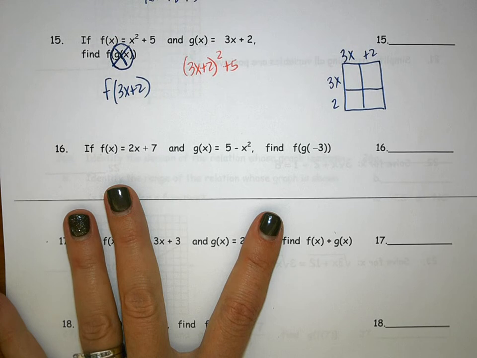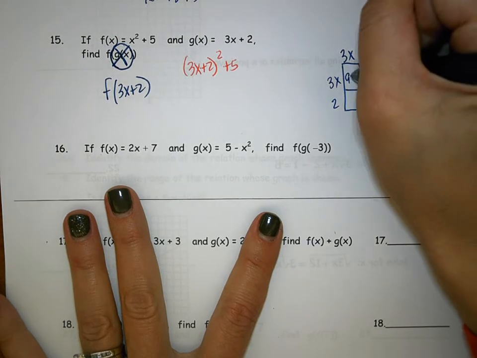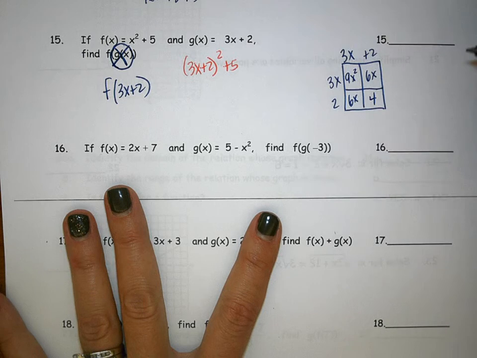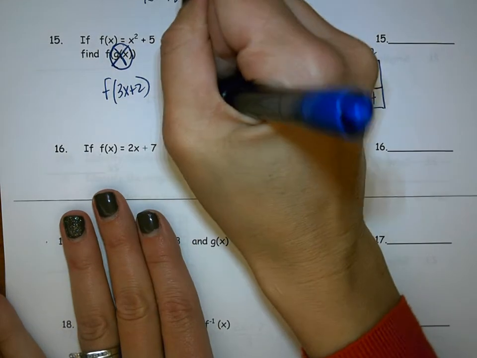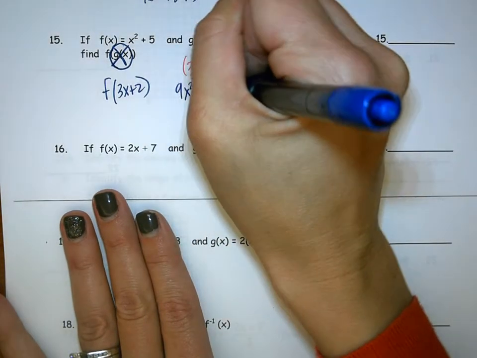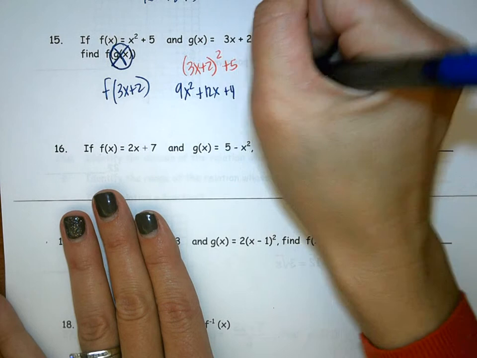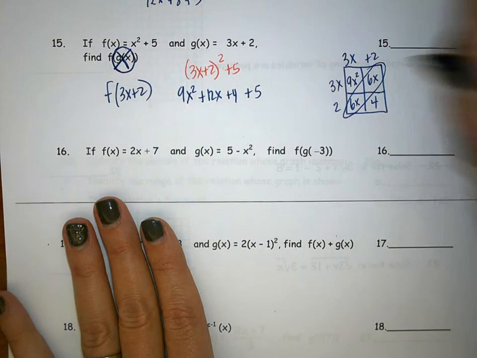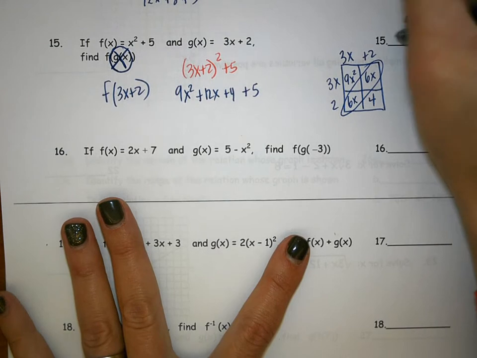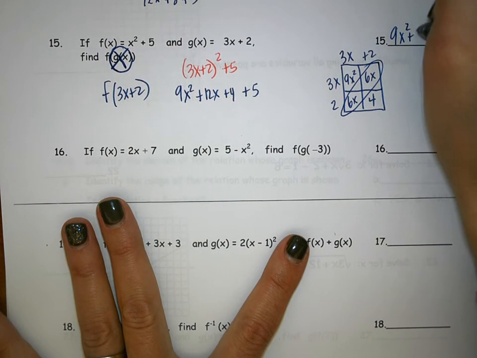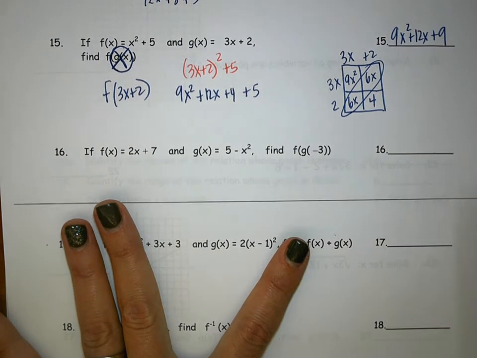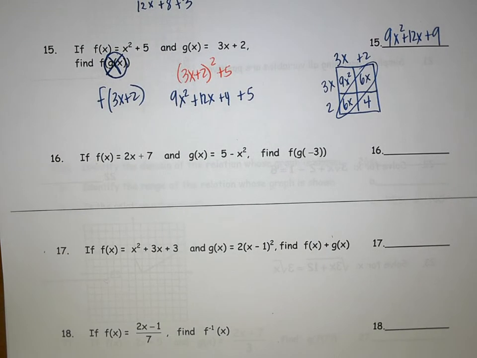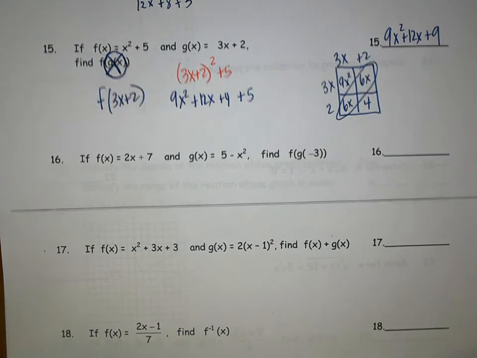All right, so we end up getting 9x squared, 6x, 6x, and 4. So this makes 9x squared plus 12x plus 4, and then we still have plus 5. And then we simplify and get 9x squared plus 12x plus 9. And that's your answer. Questions on 15? Okay, 16.